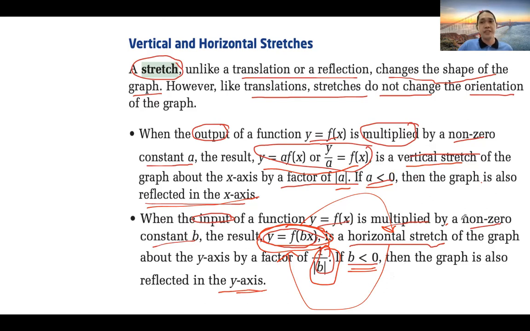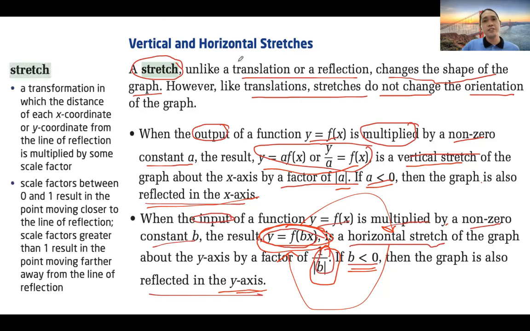So please take note of this, because you can use this when we go further in our discussion about vertical and horizontal stretch. So are you stretching your brain right now? Perhaps you are. A stretch is a transformation in which the distance of each x or y coordinate from the line of reflection is multiplied by some scale factor. The scale factors we have are a and b: a for the vertical stretch and b for the horizontal stretch, as I mentioned a while ago.